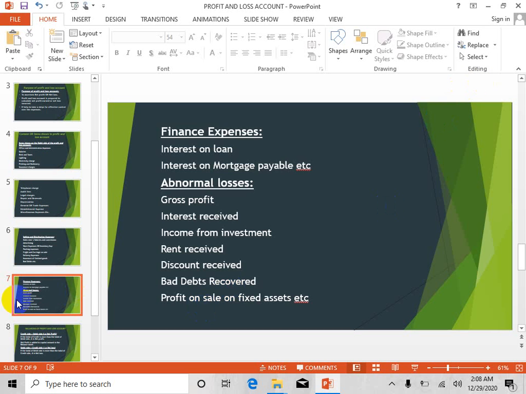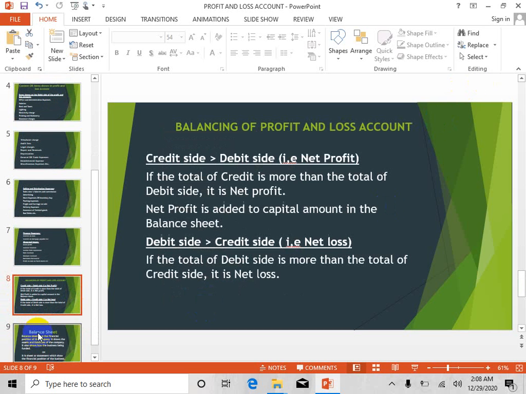And then the next slides, balancing of profit and loss accounts, credit, debit side, net profit. If the total of credit side is more than the total of debit side, it is net profit. Net profit is added to the capital amount in the balance sheet.